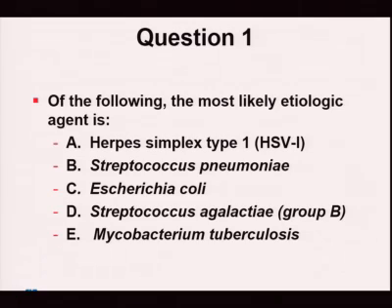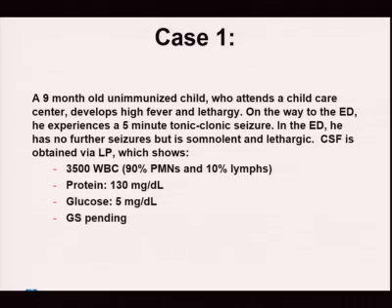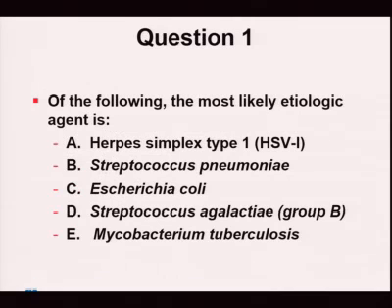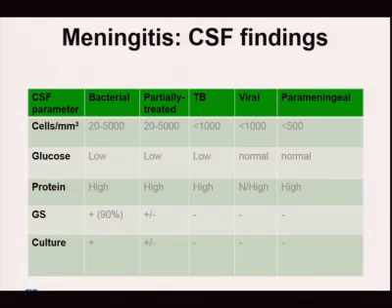What's the most likely etiologic agent? Herpes simplex, pneumococcus, E. coli, group B strep, or TB. And again, this is a 9-month-old. Okay, very good. So of the choices here, strep pneumo.